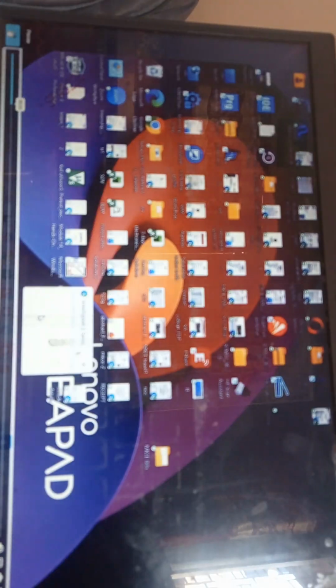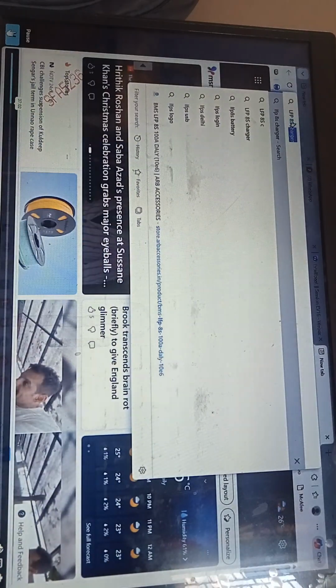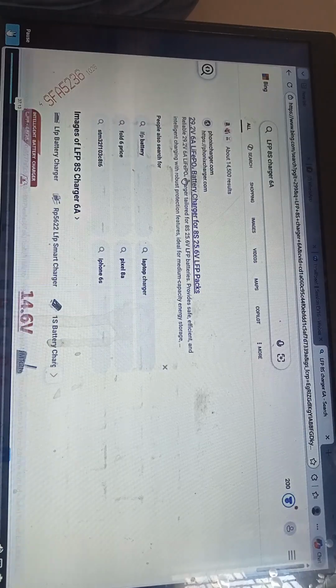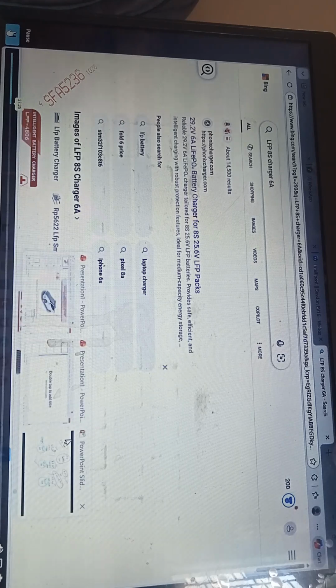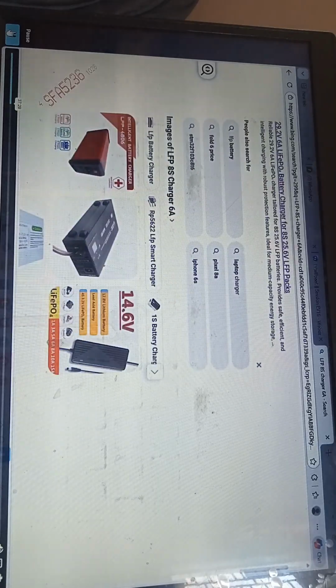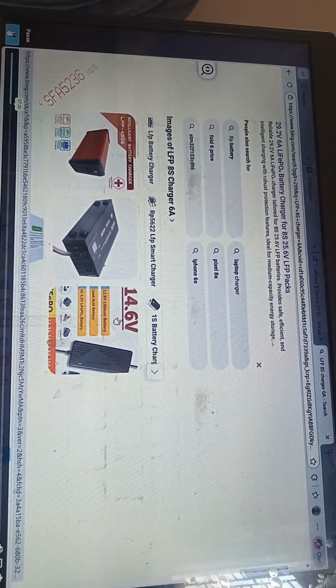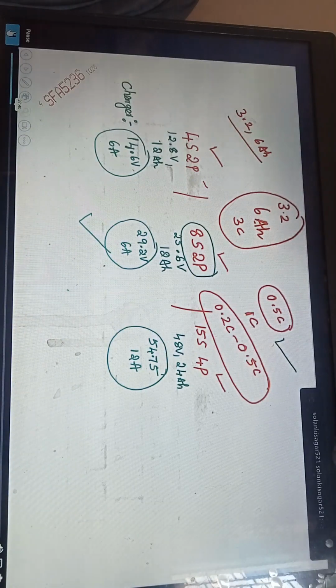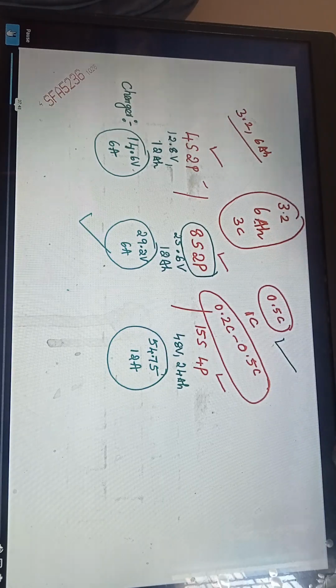So if you try to browse LFP 8S charger 6 amps, you can see 29.2 volt, 6 amp LiFePO4 charger. This is for 8S. So you have the practical charger rate in the market also. Okay, so this is how we find. You can see 14.6 volt charger. So 14.6 volt charger is suitable for which configuration? You can see it is for 4S configuration. So the answer is not a theoretical answer. It is the practical way to figure out the charger voltage and charger current.